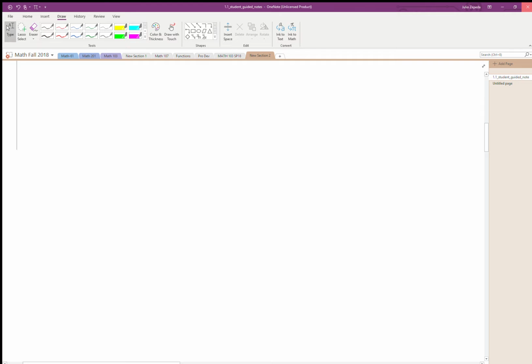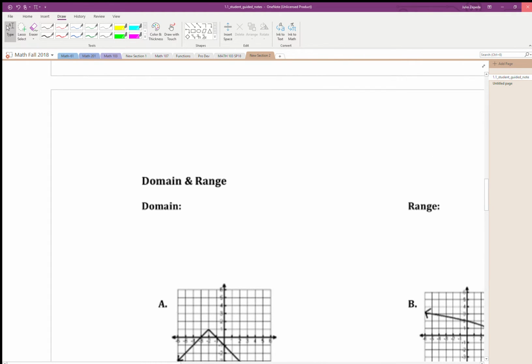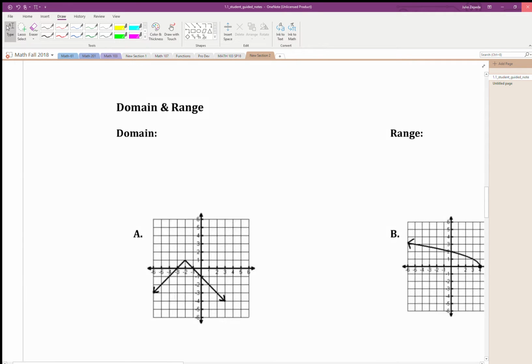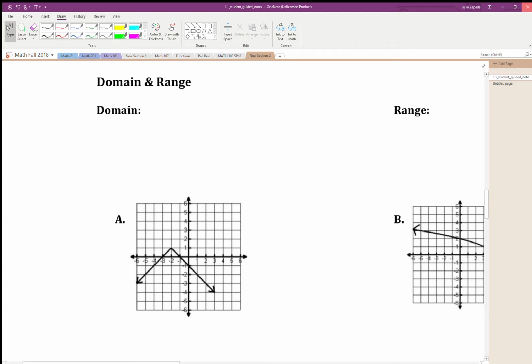Okay, so I'm going to go ahead and get started. First 2 examples will just be kind of going over domain and range again. So first of all, domain, recall, is looking at all the x values of a graph. When we're talking about x values, we're going to be starting at the left and then going to the right.